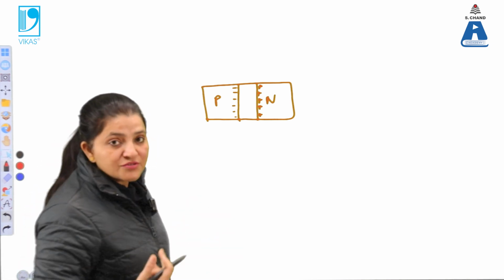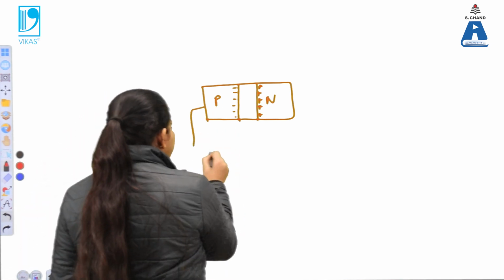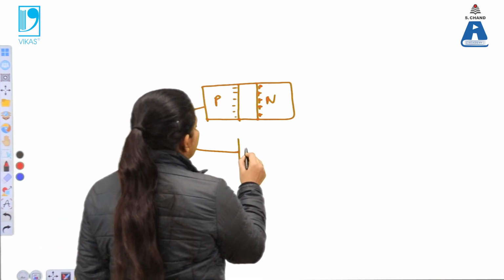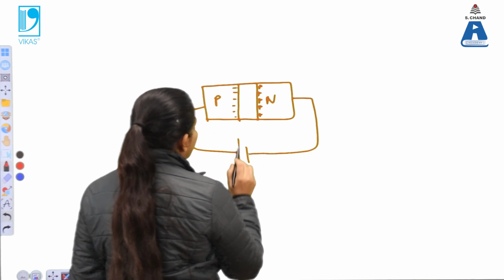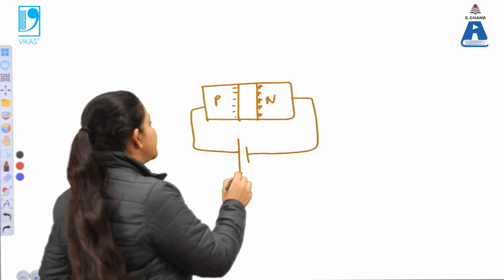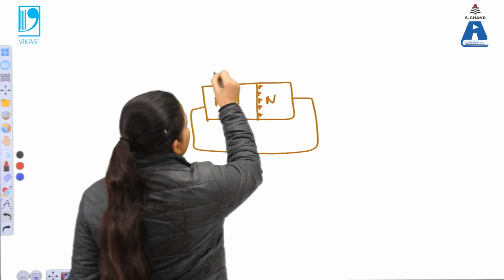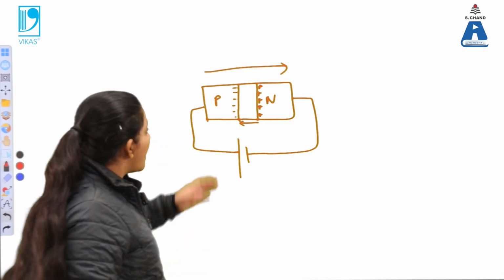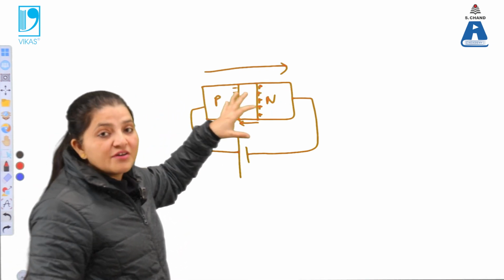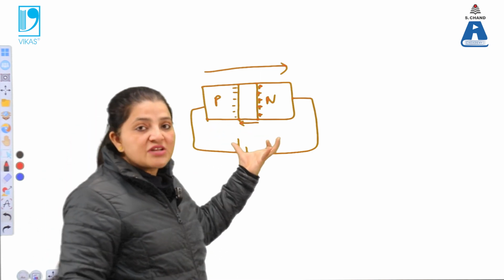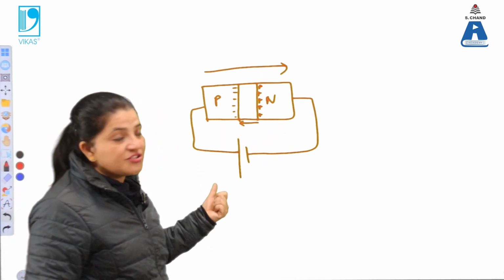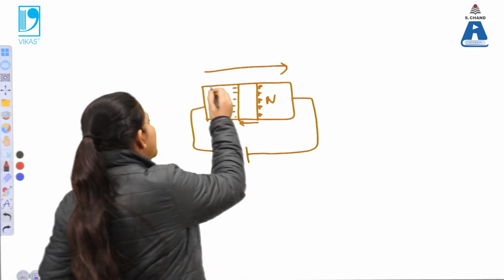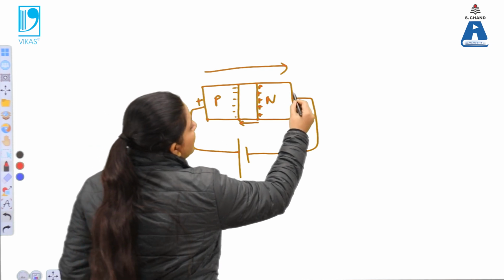Now how can the current start flowing? Now if the positive terminal of the battery is connected with the p and the negative terminal is connected with the n, then the direction of the electric field is from this to this, and the opposite direction is this one. So the higher potential is applied in the reverse direction to the potential developed in the depletion region. The positive charge is here and the negative is here.